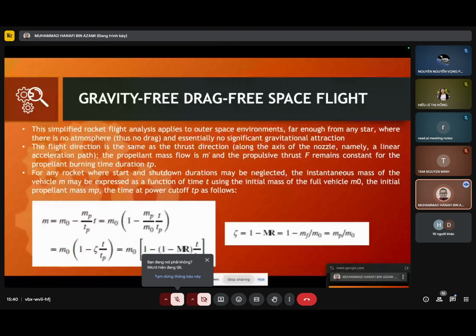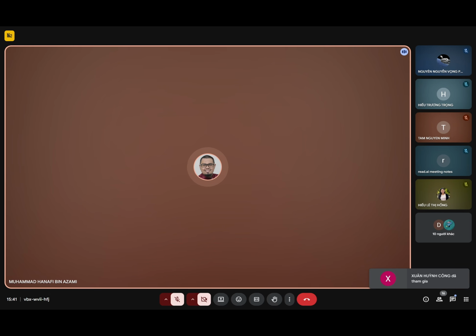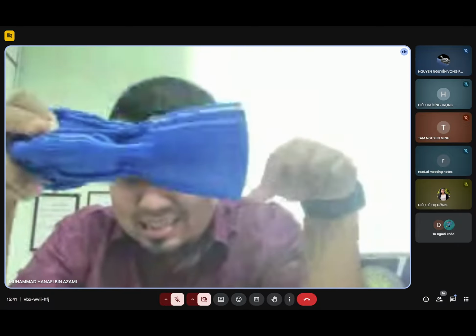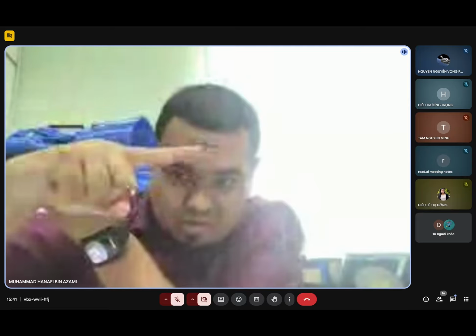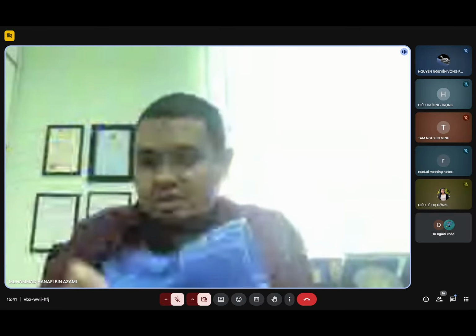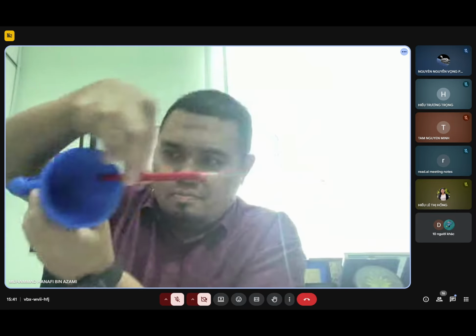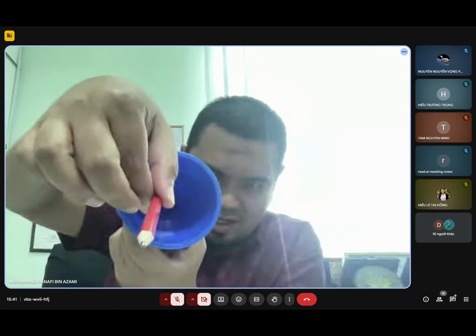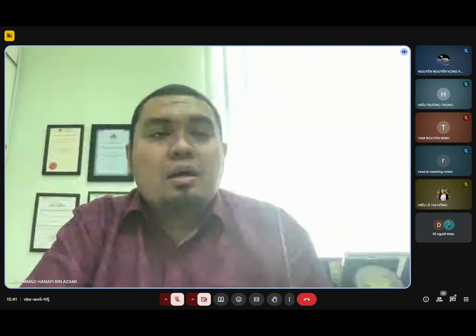I hope you can see my nozzle. Okay, let me stop presenting. So this is my nozzle. If the thrust direction is along the axis of the nozzle, it means you're talking about straight here. So this is the nozzle, and this is the direction of the thrust, in the middle. All right, so that is the assumption.